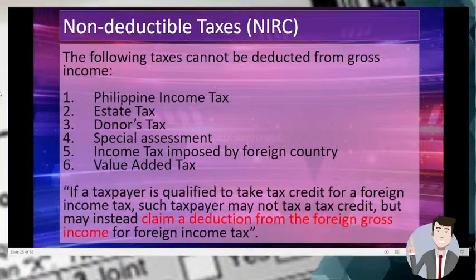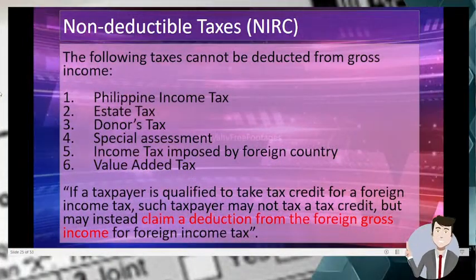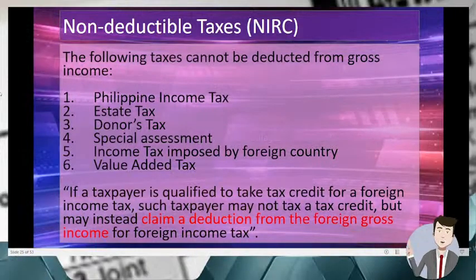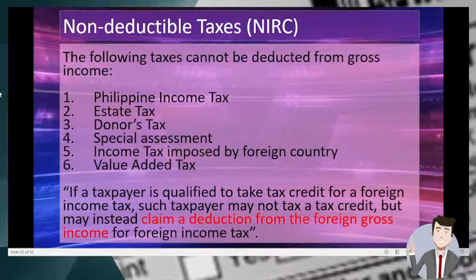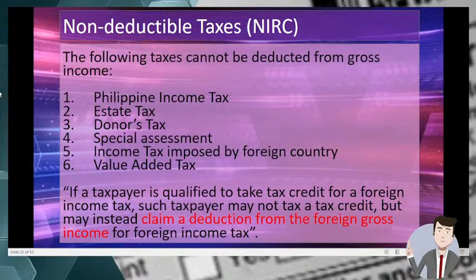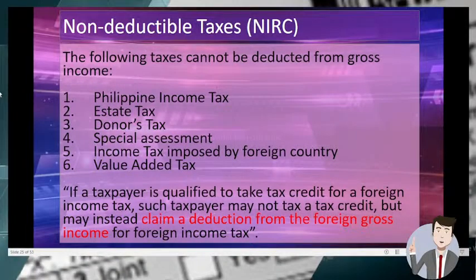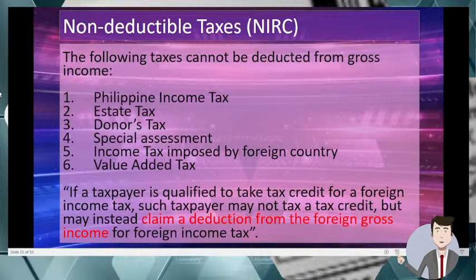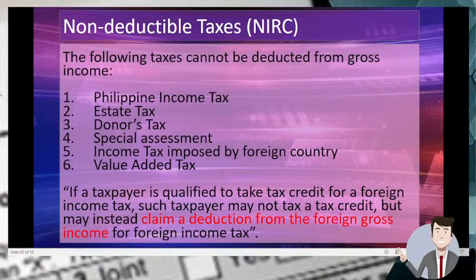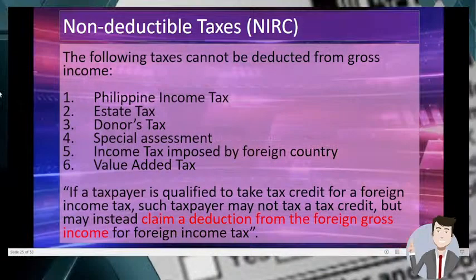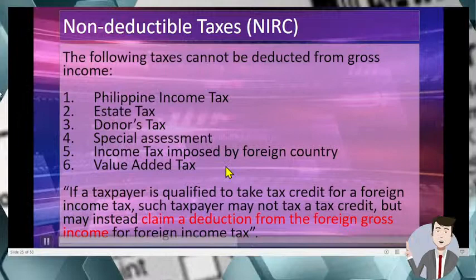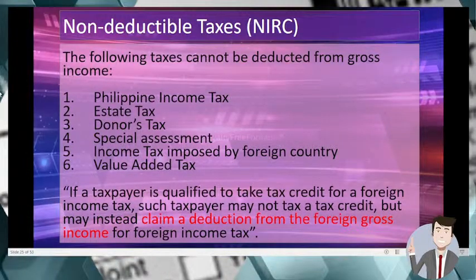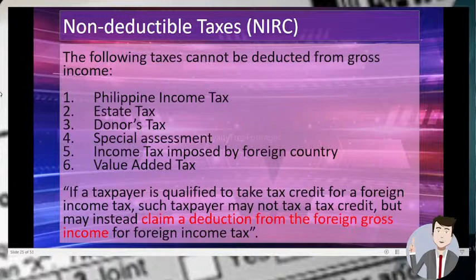Okay? Next, take note. If a taxpayer is qualified to take a tax credit for foreign income tax, such taxpayer may not take a tax credit, but instead he may claim a deduction from gross income for foreign income tax. Okay? So there are two options for letter number 5. One is you can claim it as a tax credit, or number 2, you can deduct it directly from your gross income if you are qualified to take the tax credit.